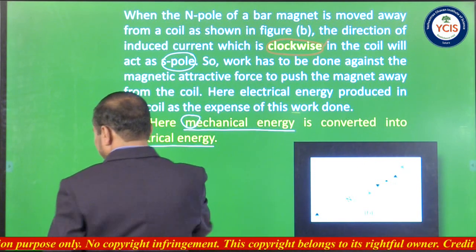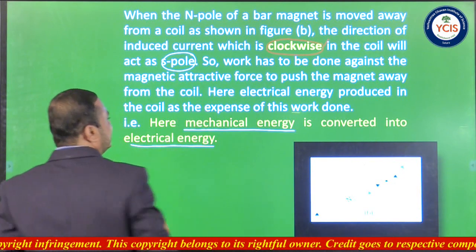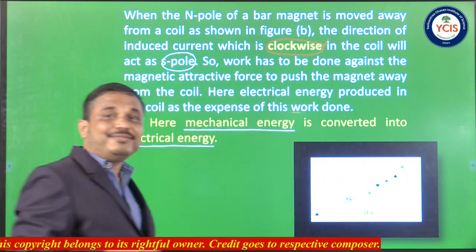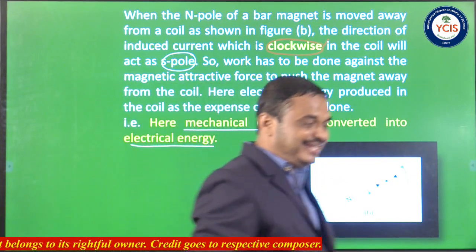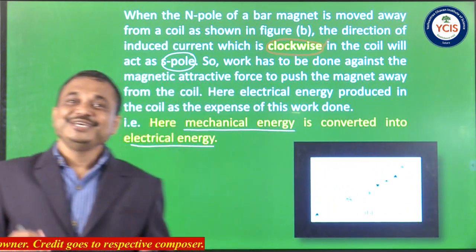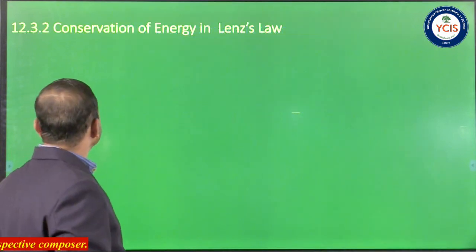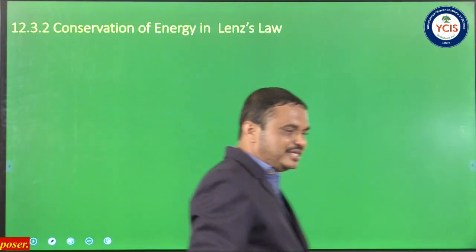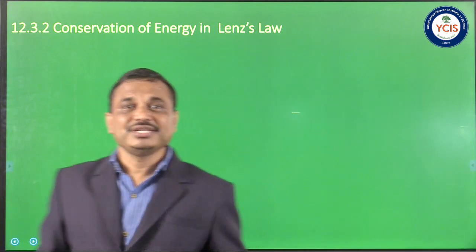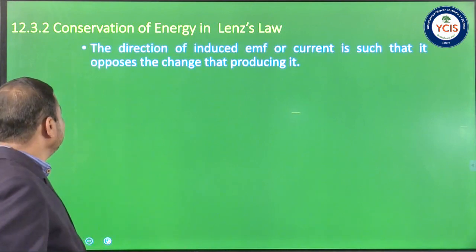That is, mechanical energy is converted into electrical energy in this phenomenon of electromagnetic induction. So in electromagnetic induction, the mechanical energy is converted into electrical energy in the presence of a magnetic field. So this is the explanation of Lenz's law. Lenz's law is in accordance with the law of conservation of energy, or this law obeys the law of conservation of energy. So see how it is possible.